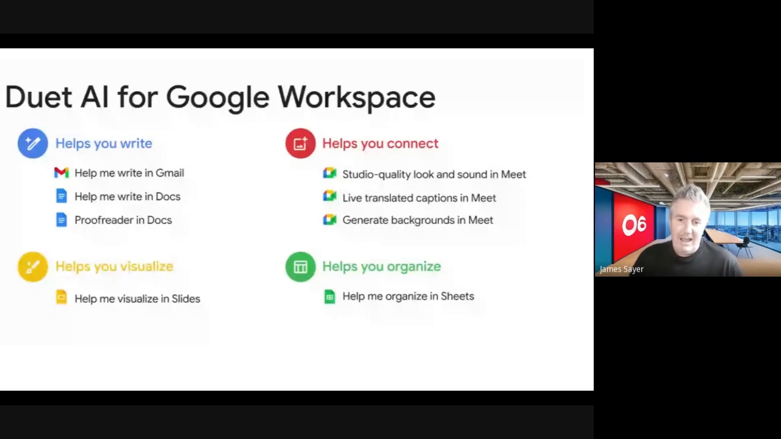So right now, Duet AI for Google Workspace is available within Docs and Gmail, Google Meet, Google Slides, and Google Sheets. The features for Gmail and Docs are quite similar. They help you write, and Zaytoon will go into a bit more depth than that in a moment. Within Google Meet, there are a few features to make you look better with studio mode, and we're generating backgrounds in Google Meet. We'll come back to that in a few minutes. There are visualization tools in Slides, and then we have Google Sheets. There are some organizational tools within Google Sheets, which Zaytoon will talk about.